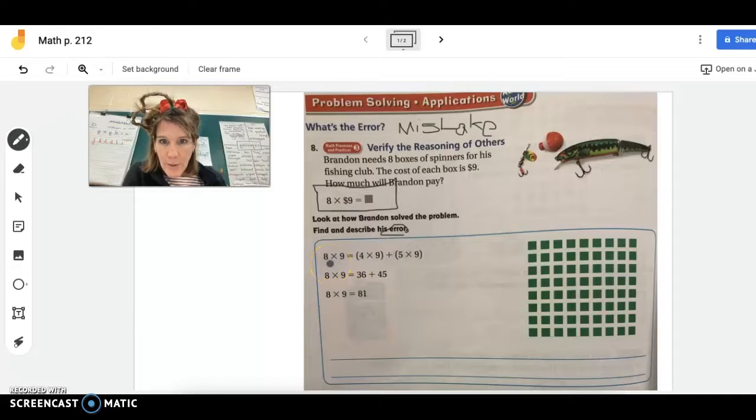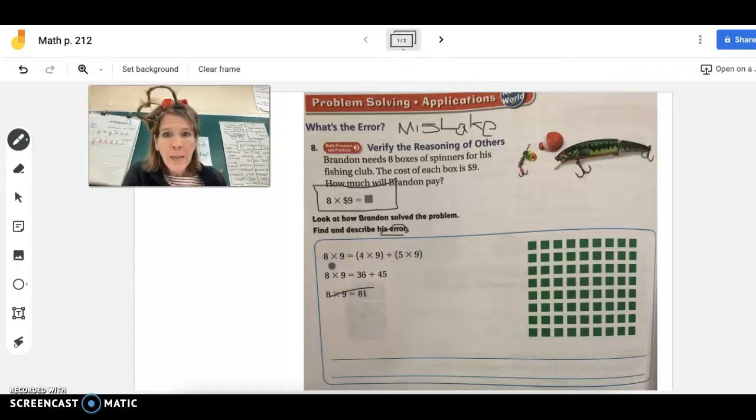8 times 9, which is the problem, is equal to 4 times 9 plus 5 times 9. 4 times 9 is 36, 5 times 9 is 45, and 36 plus 45 is 81. But 8 times 9 is not 81. That's not right. Now, that's correct and that's correct, so he must have done something up here.